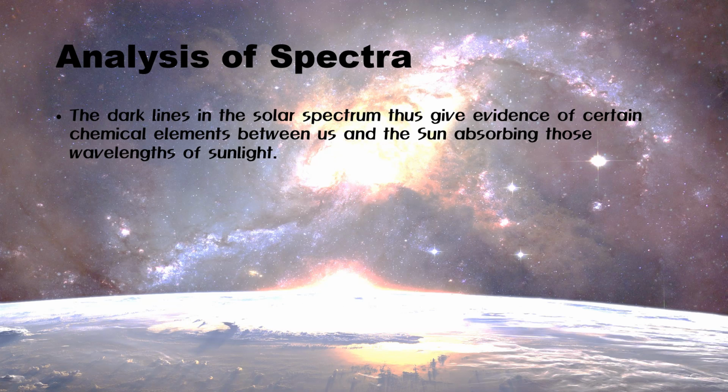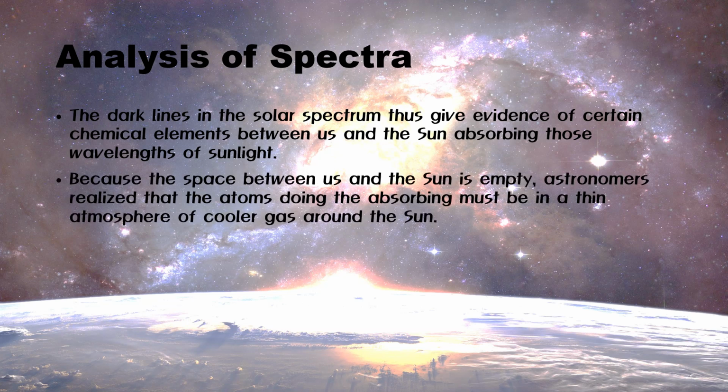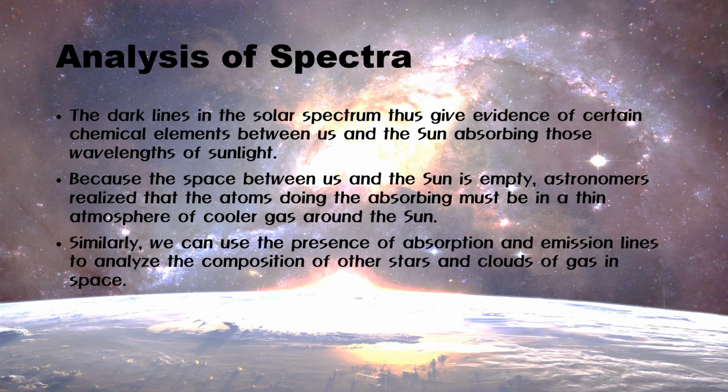The dark lines in the solar spectrum give evidence of certain chemical elements between us and the sun, absorbing those waves of sunlight. And because the space between us and the sun is relatively empty, astronomers realized that the atoms doing the absorbing must be in a thin atmosphere of cooler gas around the sun. Similarly, we can use the presence of absorption and emission lines to analyze the composition of other stars and clouds of gas in space. And that's really, really helpful, because if we were to take these instruments and use the same spectrum analysis, we can start looking at other stars and seeing what their composition is.